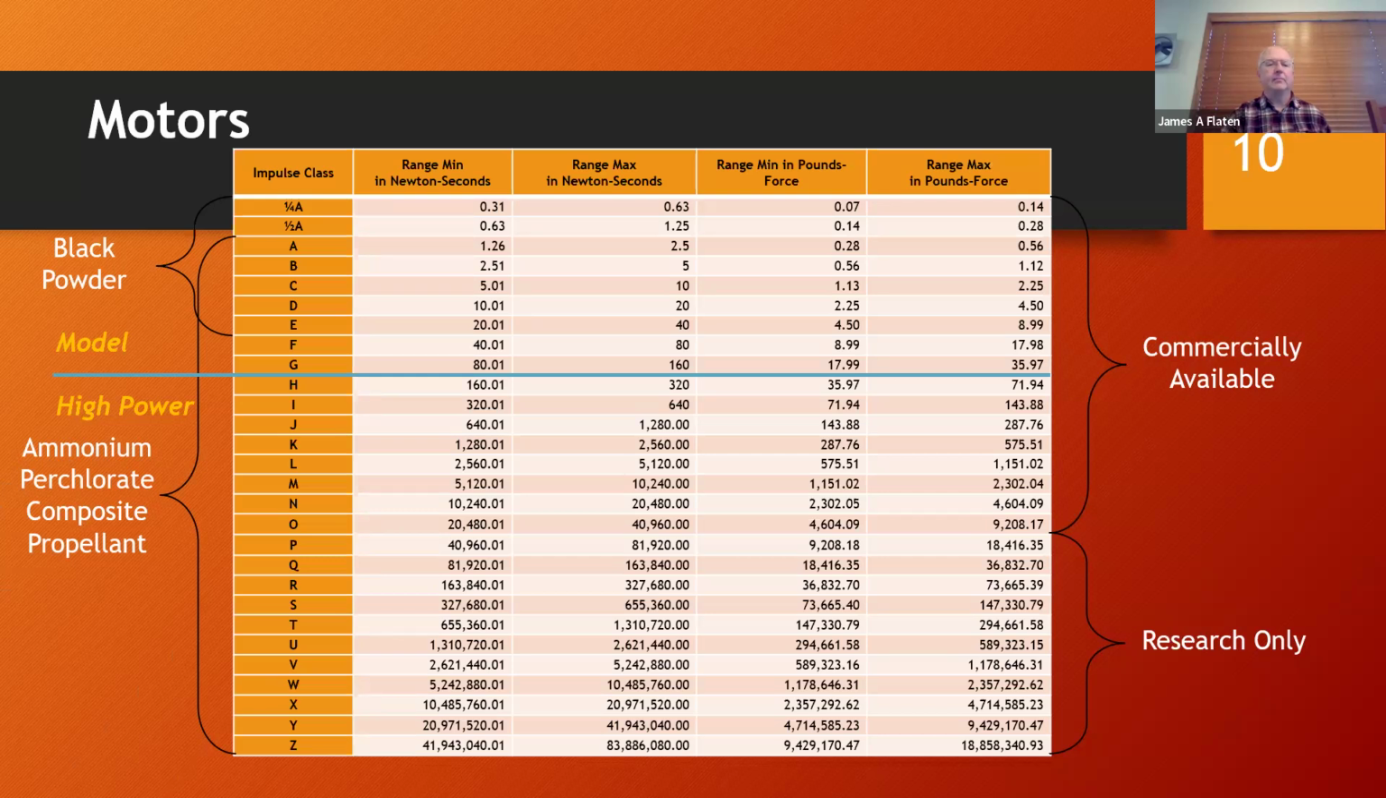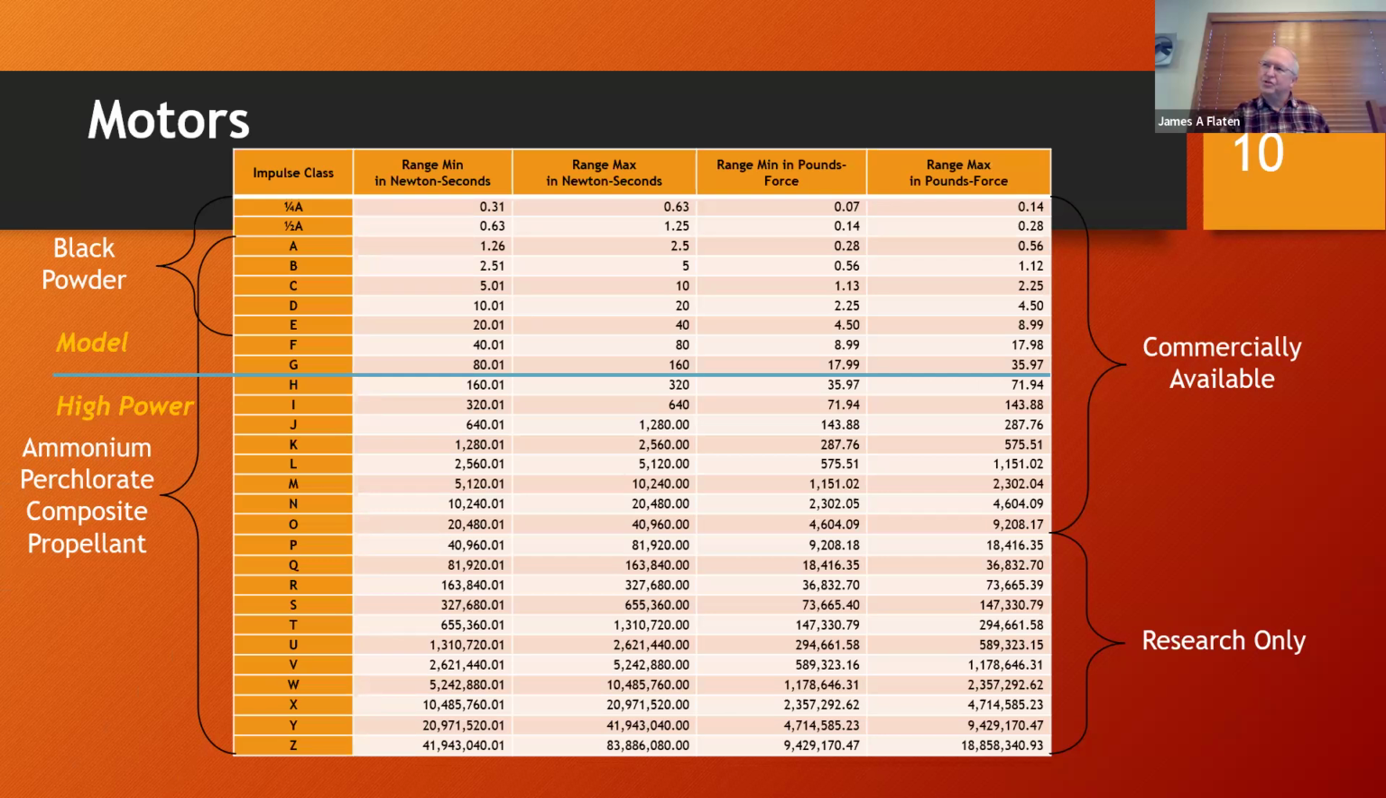Notice that every motor class is actually a factor of 2. So there are low H and there are high H motors, as in there are motors that are very close to the minimum amount of impulse, and then there are motors that literally have about twice as much fuel and are close to the maximum amount, and both of them would be considered H motors.